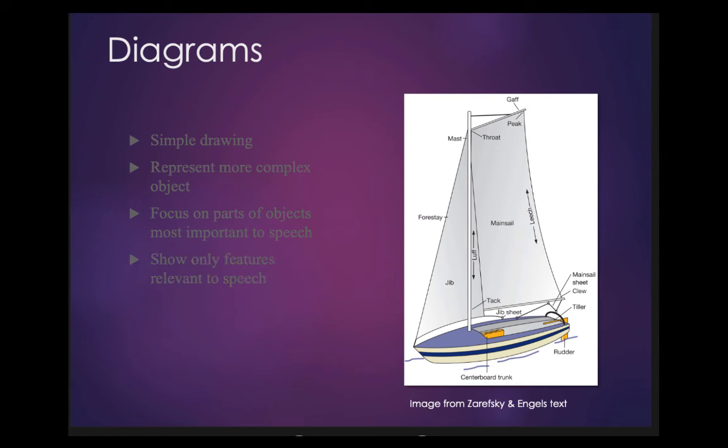And these allow the speaker to focus on specific parts of an object and show only what's relevant. So for example, in this diagram, there are a lot of pieces of information about the sails and the mast, but there's not much information about the hull of the boat. So you're able to choose what you label and draw attention to when you use a diagram, and that's one of the benefits of it.